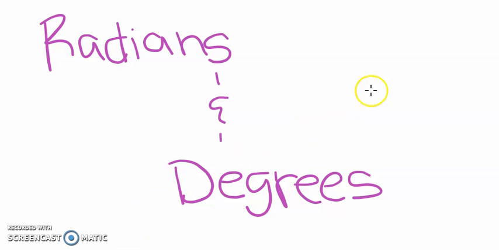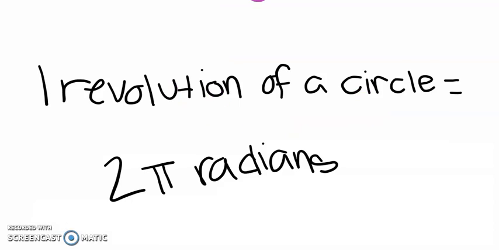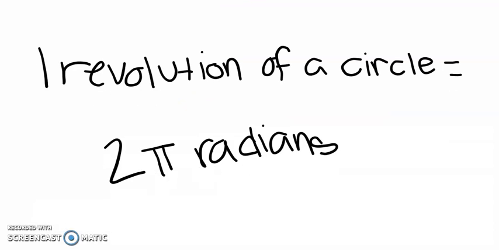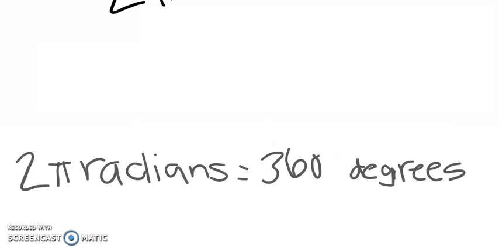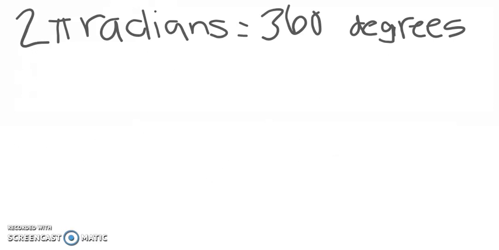Now, in order for us to start our lesson, we need to figure out how many radians is in one revolution of a circle. So, in order to figure that out, we see that one revolution of a circle is equal to 2 pi radians. Now, how many degrees is in 2 pi radians? Well, 2 pi radians is equal to 360 degrees.